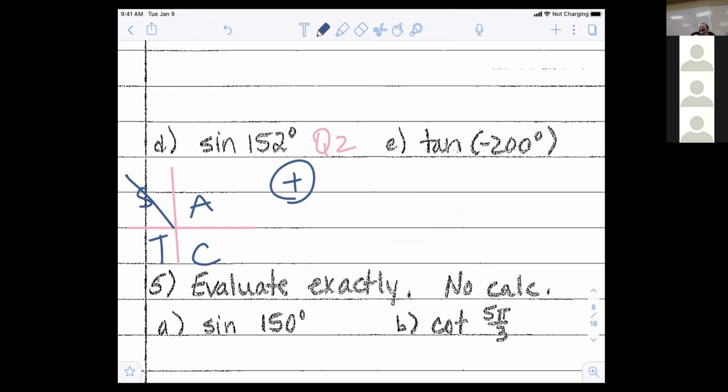What about E? Tan of negative 200. What quadrant is negative 200 going to be in? Remember, we have to go down and around. Then we have to go down and around to 200. Quadrant 2. Remember, negative angles go down, so I have to go past negative 90, past negative 180, and I go a little bit into quadrant 2. Everyone okay with that? Is tangent positive or negative in quadrant 2? Negative.